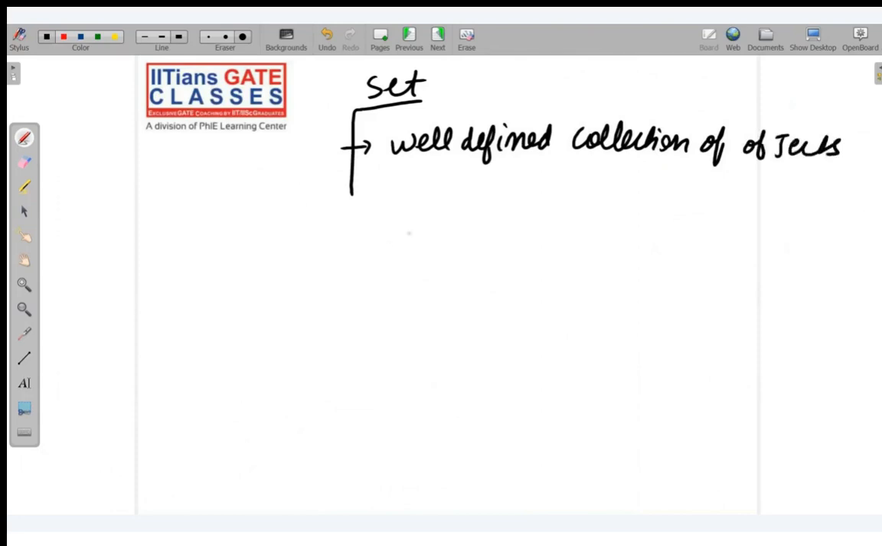Well defined collection of objects. What do you mean by well defined? Well defined means you are able to see, or you are able to guess very easily, which element belongs to the set and which element does not belong to the set.